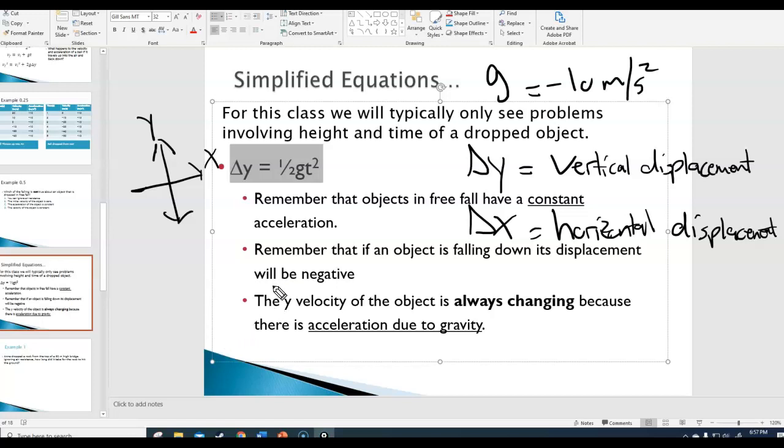Okay, and finally, I said this before, but for a falling object, the y velocity is changing. It's decreasing by negative 10 meters per second each second because of the acceleration due to gravity. Okay, so keep those things in mind, and we're going to be using this one equation to be solving problems. So if you need to write this down in your notes, okay, we're going to be using it in all the examples and on the practice worksheet that you're going to be working on. Okay, so pause it there if you need to write that down, and then we'll do some examples.